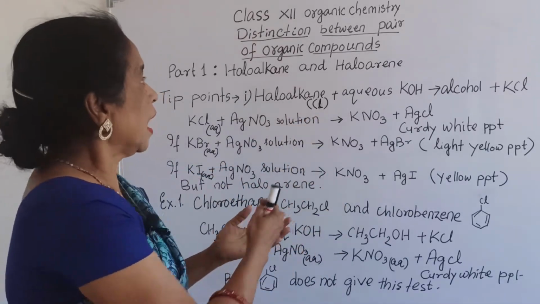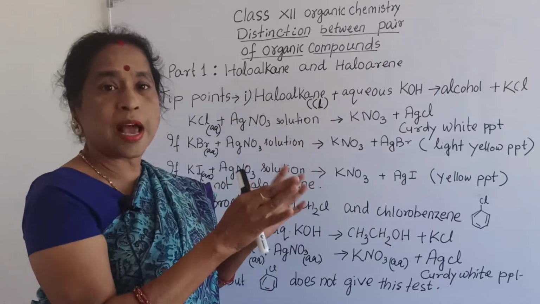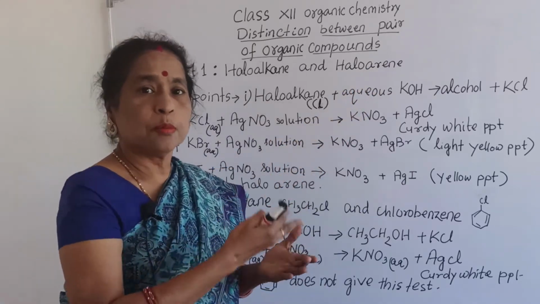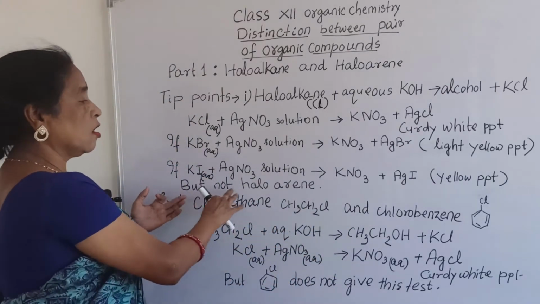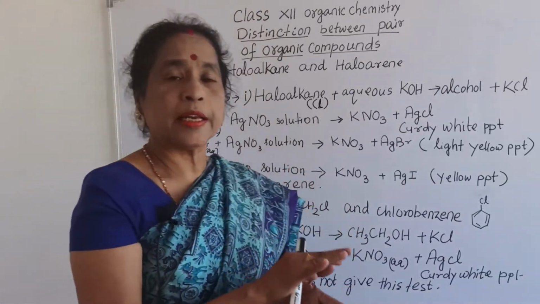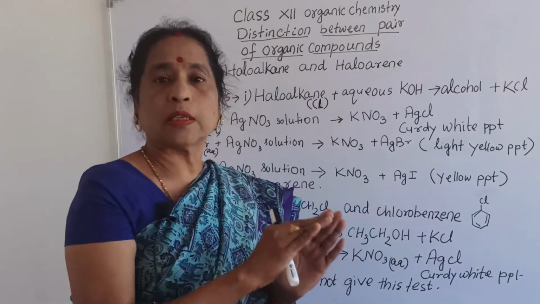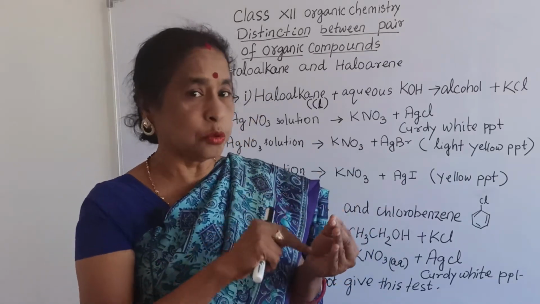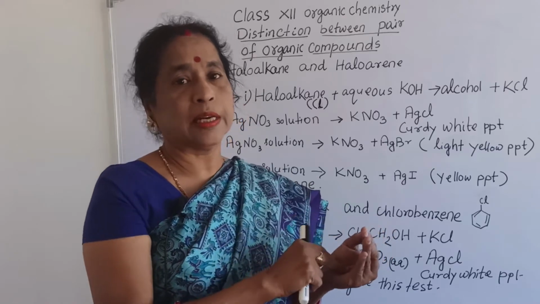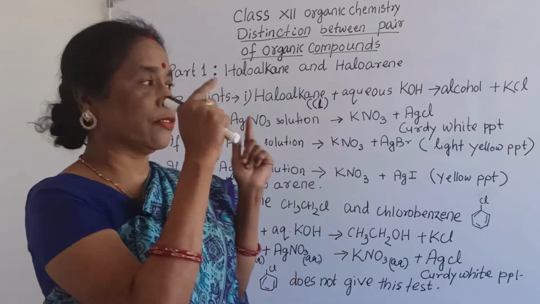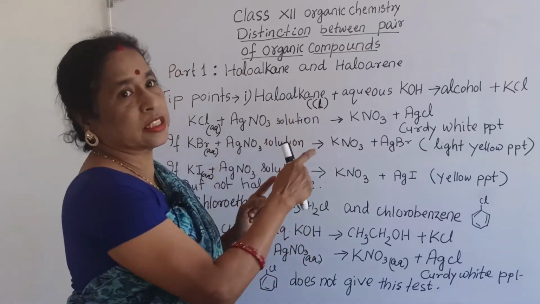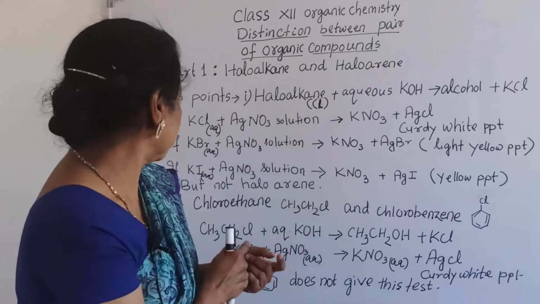But remember, haloarenes, meaning chlorobenzene, bromobenzene, iodobenzene, and the like, will not react. Haloarene never reacts with aqueous KOH. You know this reaction from your chapter haloalkane and haloarene, but here this reaction is very helpful to distinguish a pair of organic compounds.